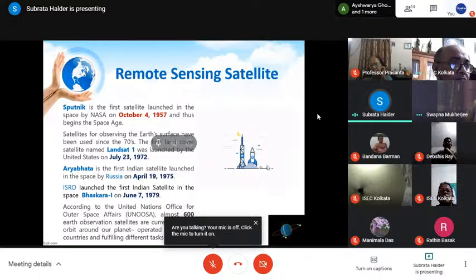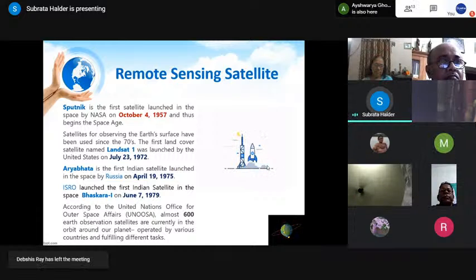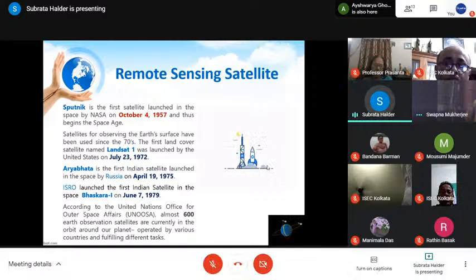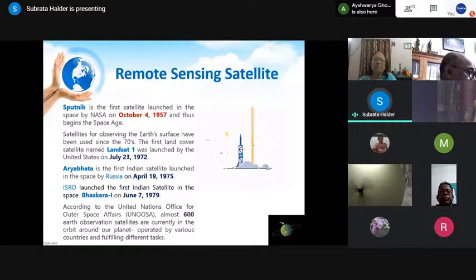That's why Space Week is celebrated from the 4th of October and it will end on 10th October. Satellites for observing the Earth's surface have been used since the 70s. The first land cover satellite, Landsat-1, was launched by the United States of America on July 23rd, 1972. Aryabhatta, the first Indian satellite, was launched in space by Russia on April 19, 1975. ISRO launched the first Indian-built satellite in space, Bhaskara-1, on 7th June, 1979.